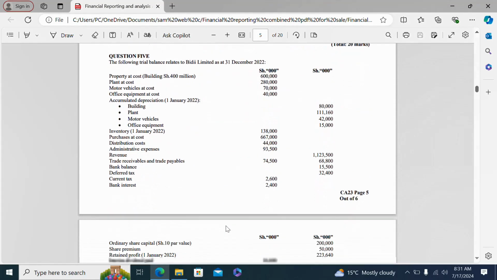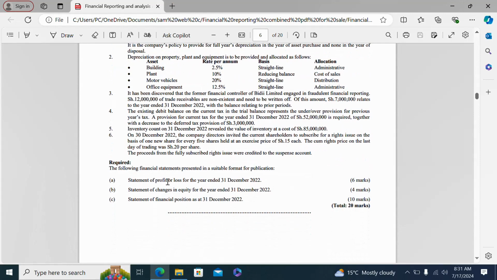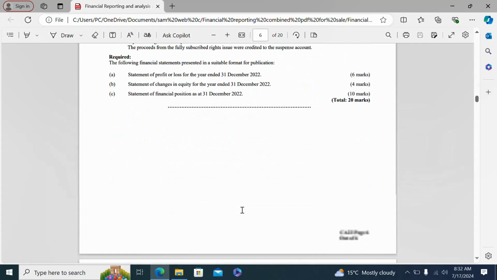And question 5, the foreign financial statements. Required: the financial statements presented in a suitable format for publication. Statement of profit or loss for the year ended 1st December 2022. Statement of changes in equity for the year ended 1st December 2022. And the statement of financial position as at 1st December 2022. Let us go to the answers now.